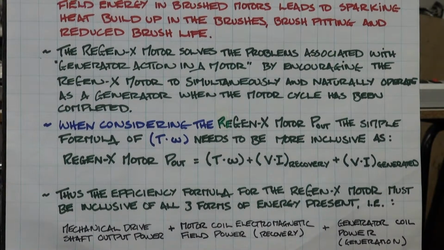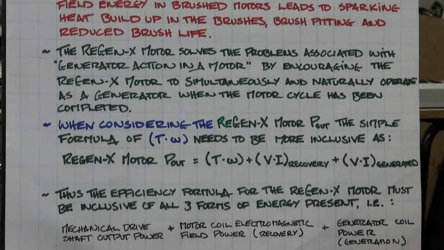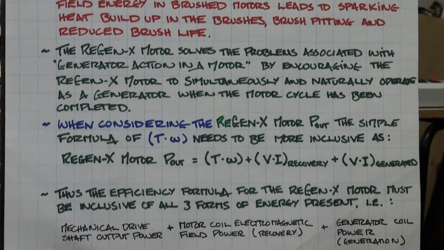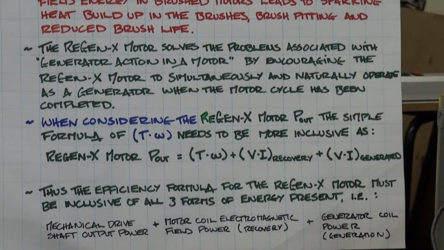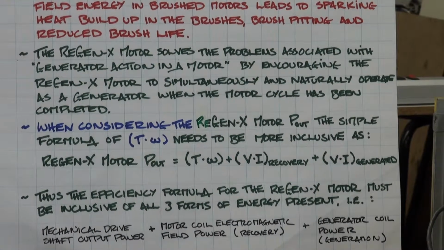Thus, the efficiency formula for the Regen X motor must be inclusive of all three forms of energy present, i.e. mechanical drive shaft output power, plus the motor coil electromagnetic field power in the recovery mode, and generator coil power in the generator mode.